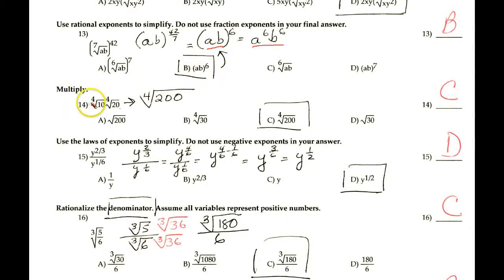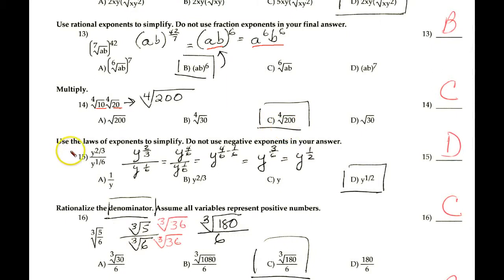Now to multiply something like this, it's going to be the fourth root. We just multiply our radicands. And this is 20 times 10 is 200. Are there any perfect fourths in 200? No. And you could factor that and see there were no perfect fourths in there. And there it is right there.